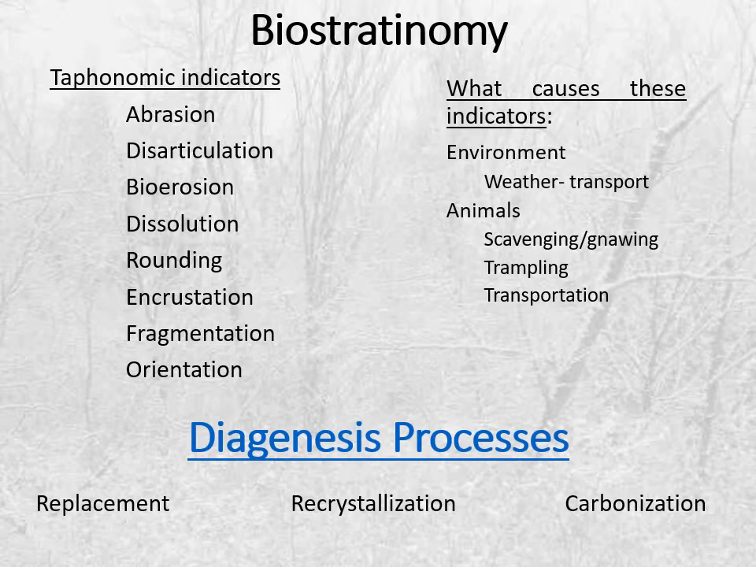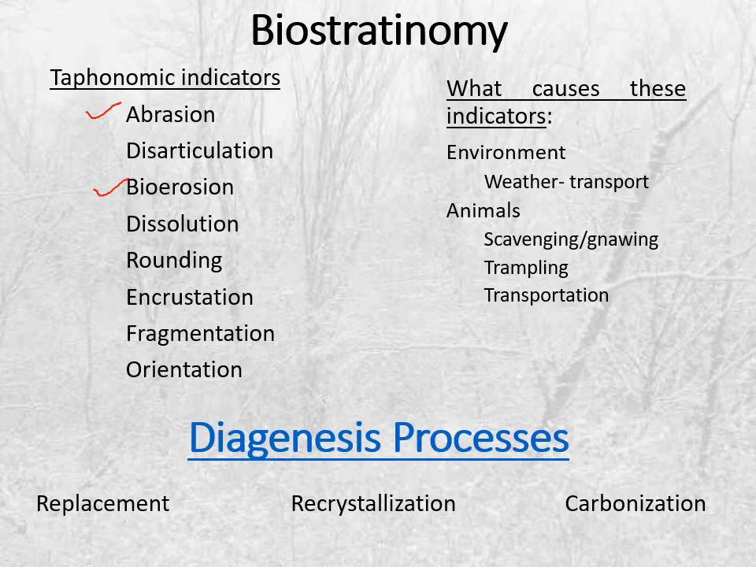During biostratinomy, what happens? Abrasion of the shells, disarticulation. So the joints between the hard parts of the organisms become dislodged, and separation of the hard parts happens. Bioerosion: some biotic bodies try to make their shelter within the dead bodies, and while making their shelter within the dead bodies, they erode the hard parts of the pre-existing organisms.